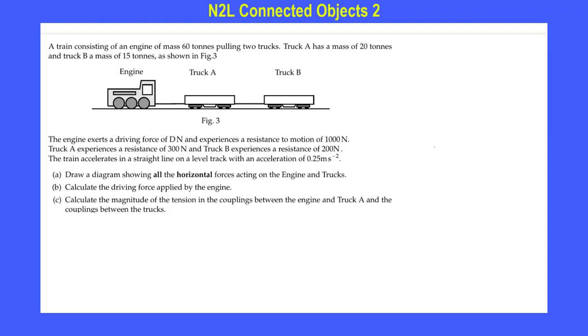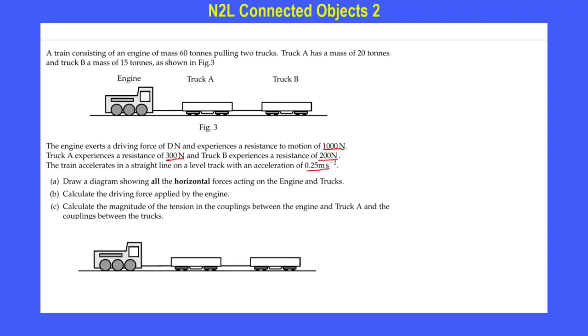So in this question, we've got an engine pulling two trucks. So the first thing to do is to identify the information in the question that we need to know. And this is the resistances of the trucks and the acceleration of the system. Now I'm going to add this to a new diagram.